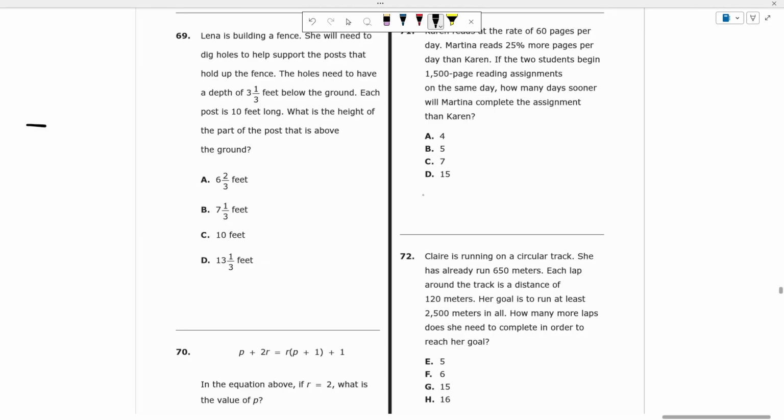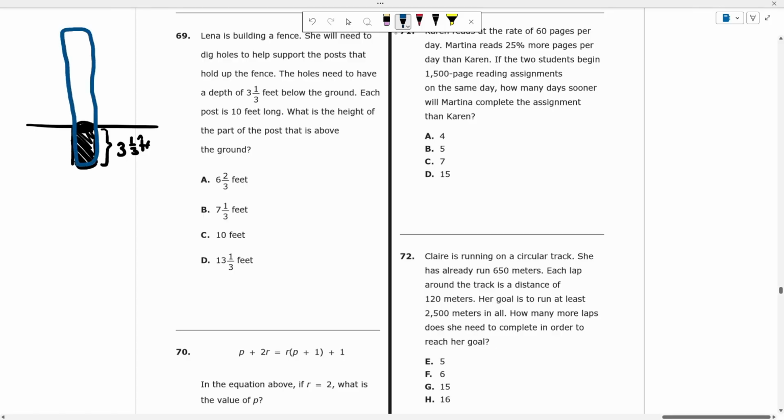Pretty much what this is saying is that when she wants to make a fence, she needs to dig holes for posts. So she's going to dig a hole. And the hole that she digs is actually going to be 3 1/3 feet below the ground. So she digs out a pretty good chunk of the soil. Let's just say that this is 3 1/3 feet. Then into that 3 1/3 feet hole, she puts a post, right, or a piece of wood that's going to be 10 feet long. So into this comes a 10-foot long pole from top to bottom. Okay, this entire thing is going to be 10 feet.